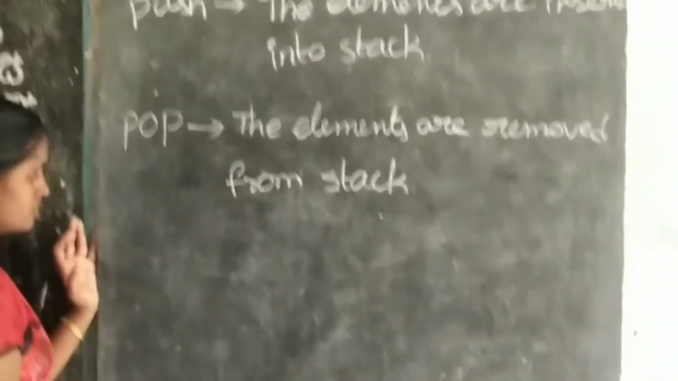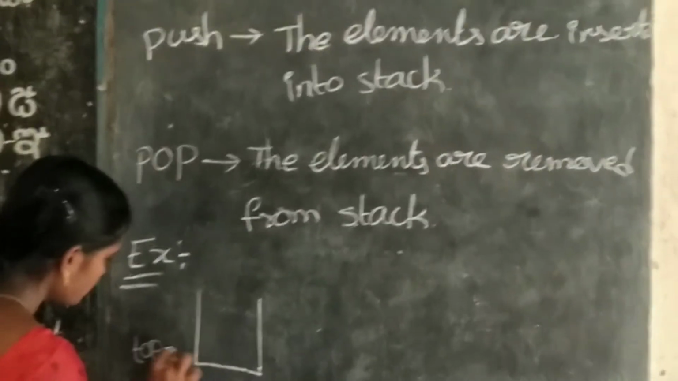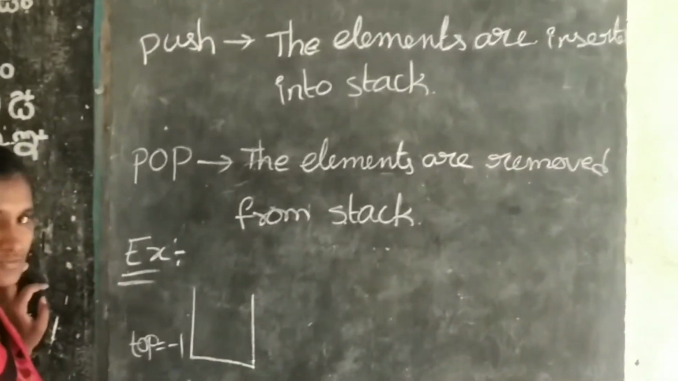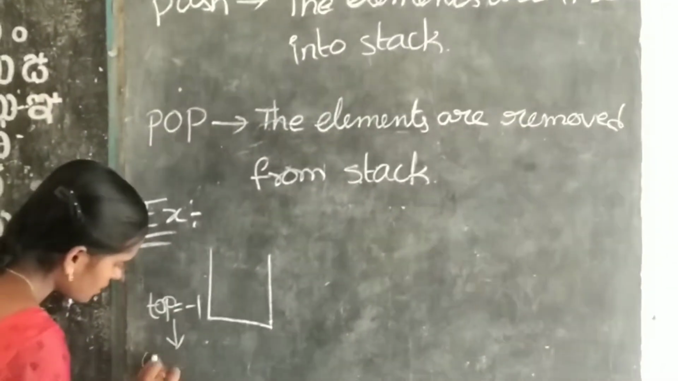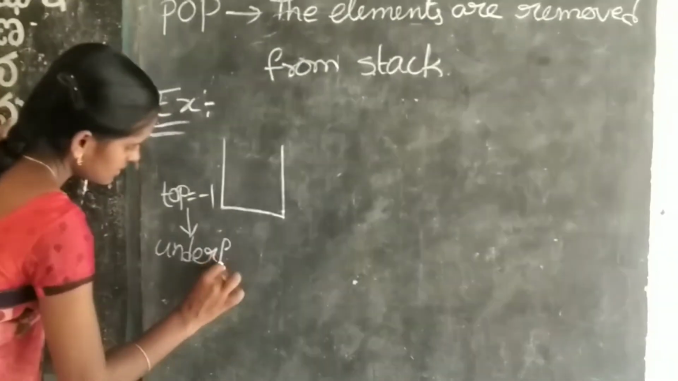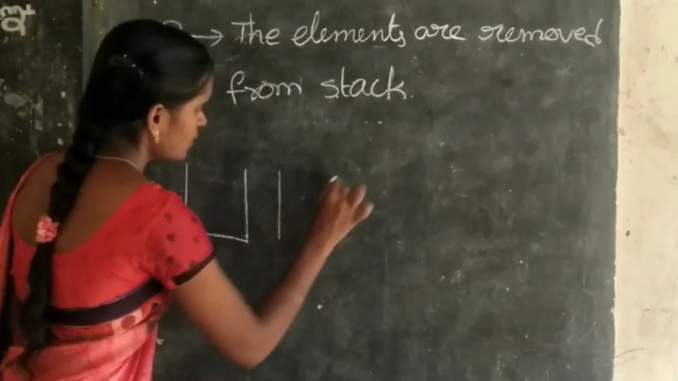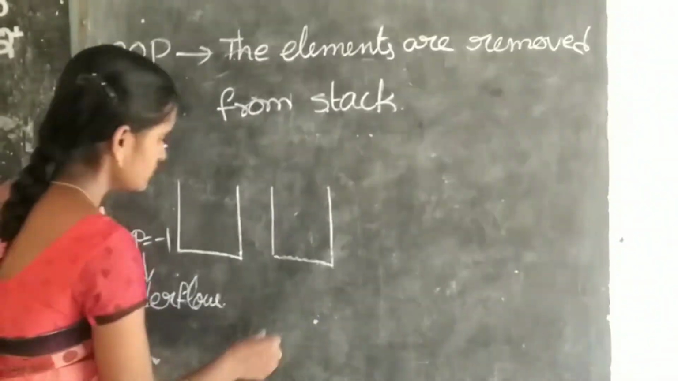For example, see here, we want to take a stack like this. Here top equal to -1. That means the stack is empty. Now we want to fill the stack with elements. First of all, when the stack is empty we call that underflow. Next I want to push 5. The element 5 is pushed into the stack. That means push of 5.